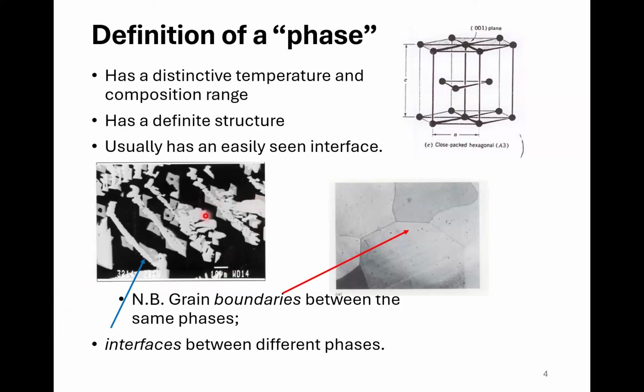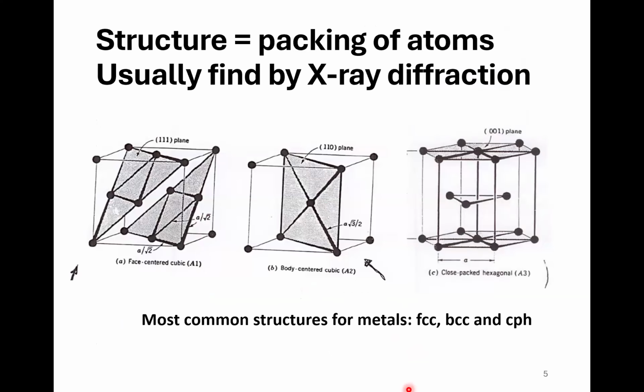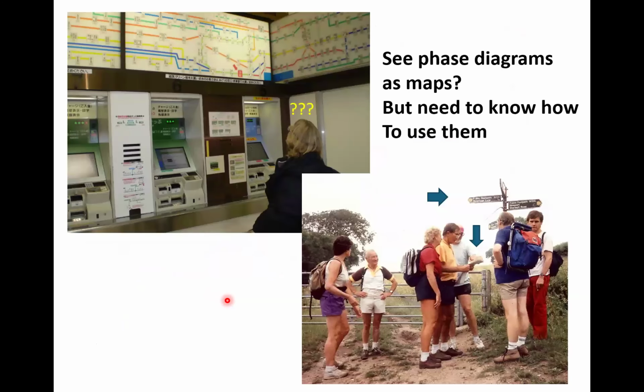interfaces between phases. So here we've got three phases, a light, a medium, and the dark, and we call those interfaces. And then we've got boundaries between the same phases. And here are some of the common structures. There's loads more, but these are the ones that are common, especially for metals, because they've got decent properties.